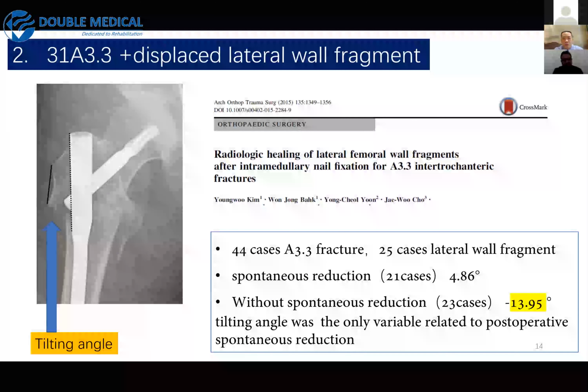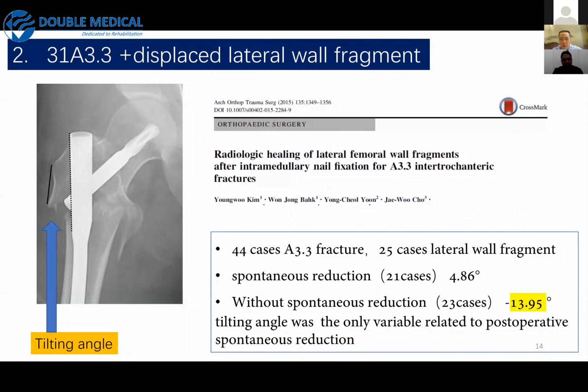Number two, if the lateral wall fragment displaces very large, you also have a high failure rate. In this paper, they measure an angle called the tilting angle. That's the line between the lateral wall and the lateral ridge of the nail. If this angle is bigger than 14 degrees, you may have poor fracture healing.